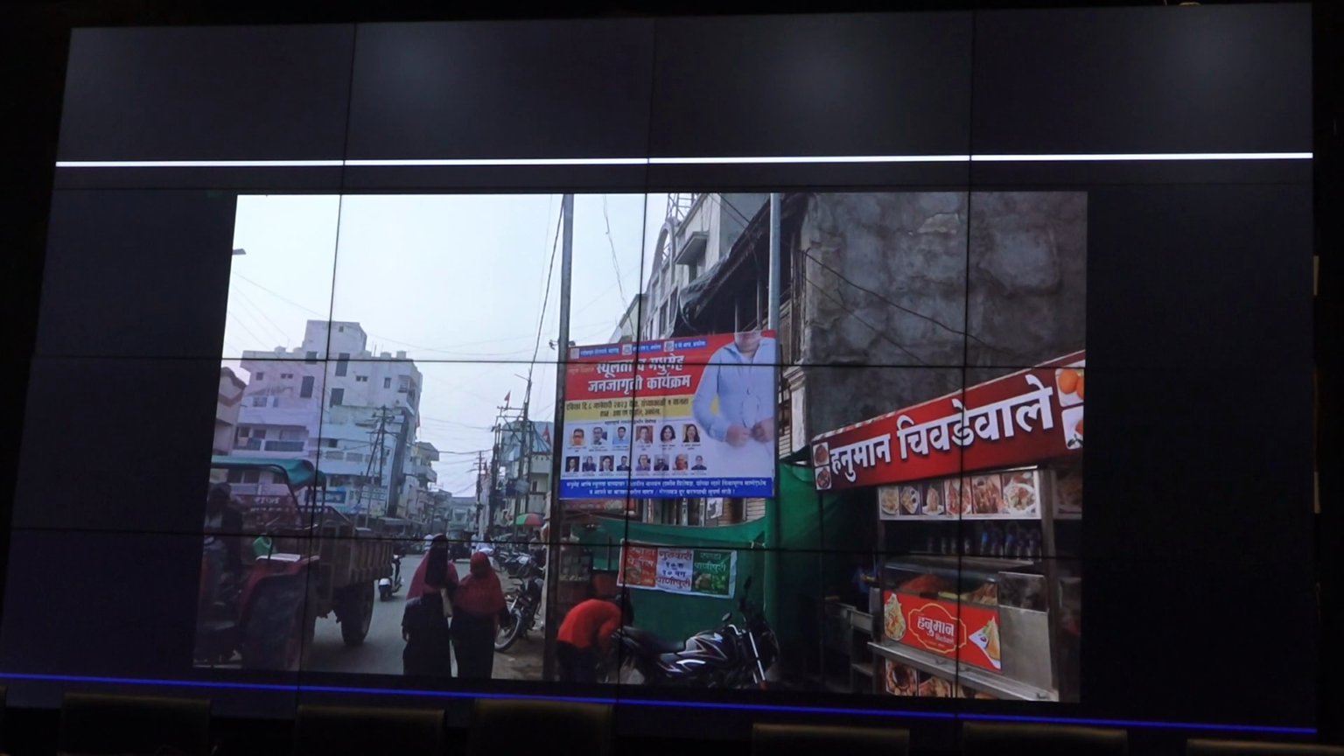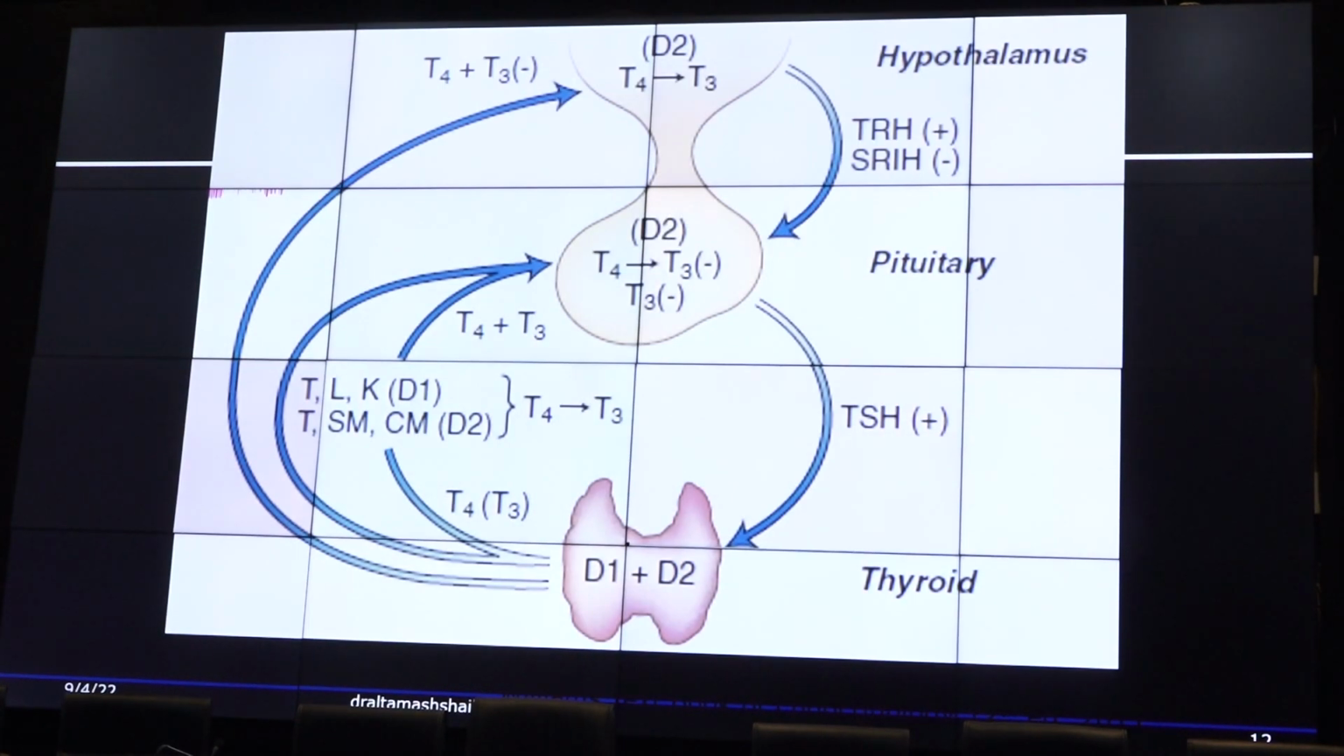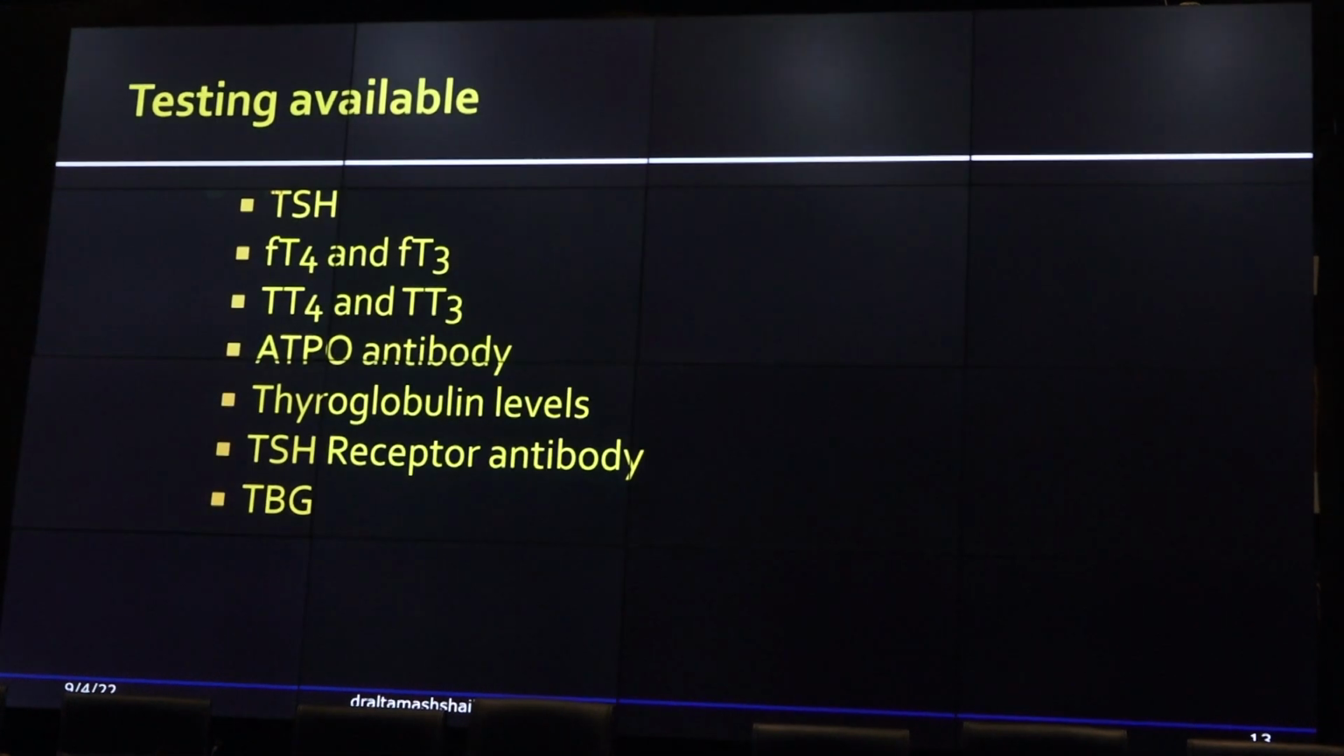Hanuman Chedewal. Now you all are experts, you know how to interpret this TFT. Anybody? What is the diagnosis here? That's the loop of feedback that we look at from TRH to TSH to T3, T4, and that's how the whole cycle goes on.